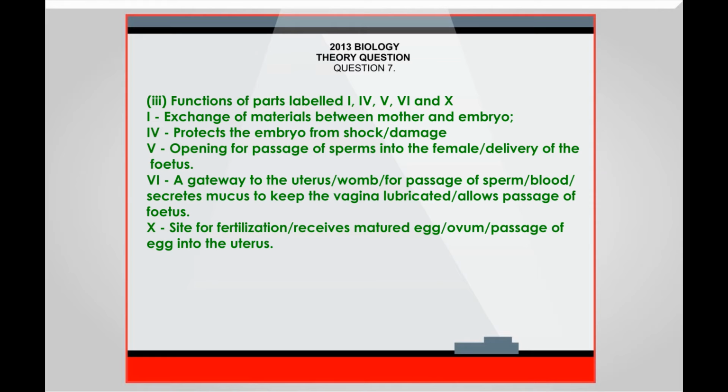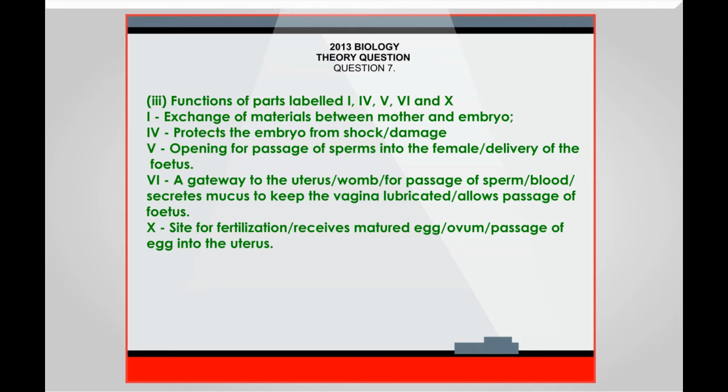Functions of parts labeled I, IV, V, VI, and X. I. Exchange of materials between mother and embryo. IV. Protects the embryo from shock or damage. V. Opening for passage of sperms into the female/delivery of the fetus.